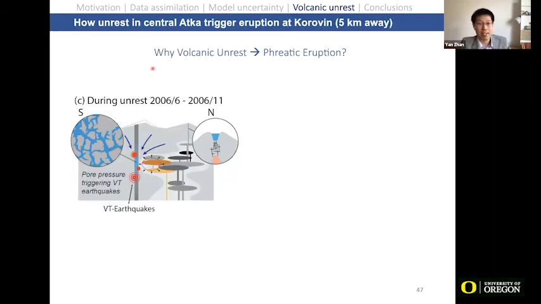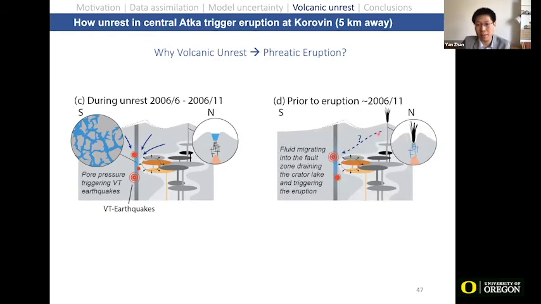So finally, I want to ask why volcanic unrest can be followed by a phreatic eruption. We already know that due to the dilatancy, the fluid may inject into the weak zone and trigger earthquakes. At the same time, the water table in the island may drop due to the water migration into the sink. And then when the water table drops, the crater lake may drain and trigger the phreatic eruption.